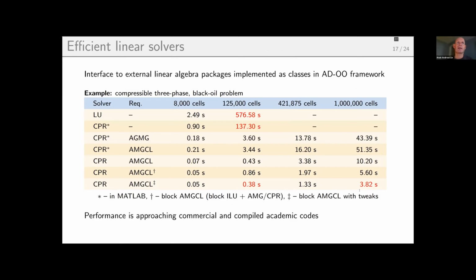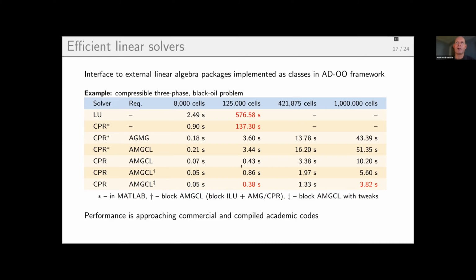And just to show you an example, this is a compressible three-phase black oil problem, which we solve with 8,000 cells, 125,000 cells, 420,000 cells, and 1 million cells. And here you can see that with the standard LU solver, you use 2.5 seconds with 8,000 cells. As you move to 125,000 cells, you soon hit the roof. You're using more than 500 seconds to solve the problem.